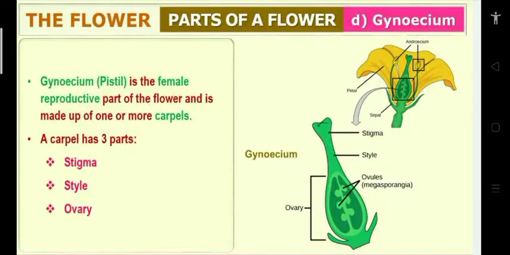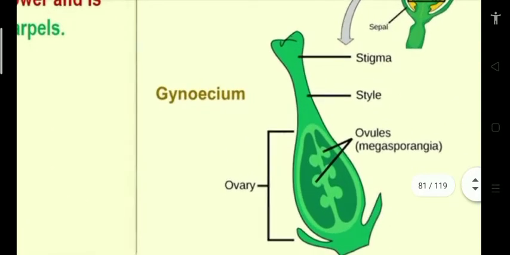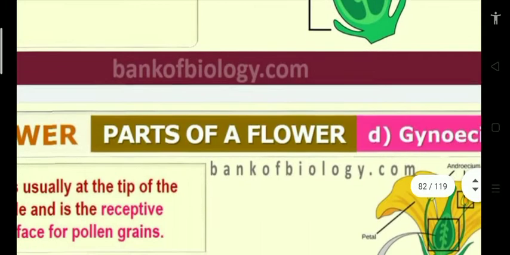The Gynoecium is the fourth whorl of the flower. It represents the female reproductive part of the flower, composed of carpels or pistils. A carpel is also called a megasporophyll. You can see in the diagram, that is a carpel. Each carpel has three important parts: stigma, style, ovary. The stigma is the top, the style is the stalk, and the ovary is the basal part.